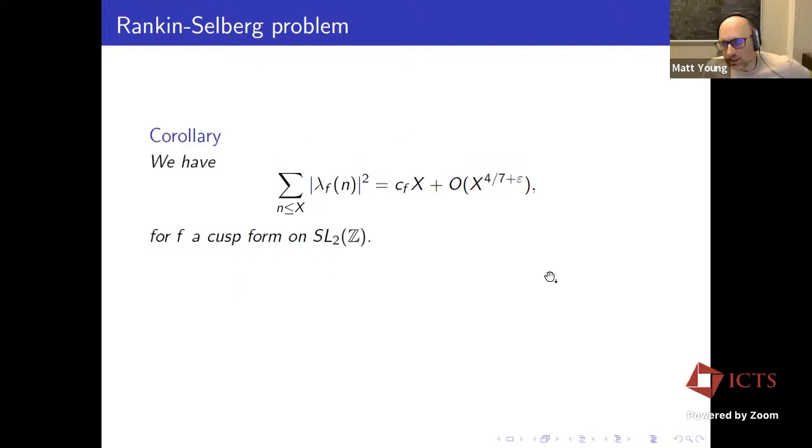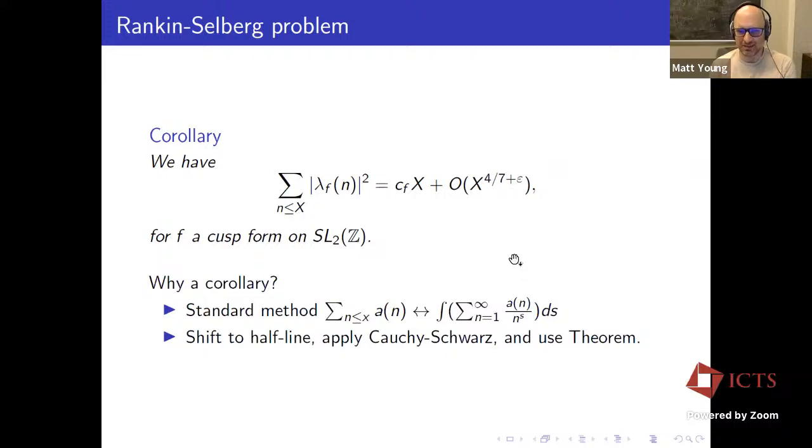But now we have a really simple proof of an improvement on this, which gives the exponent 4/7. So yeah, at least if it's a cusp form on SL2Z, but that should be extendable in general. And the method is very simple.